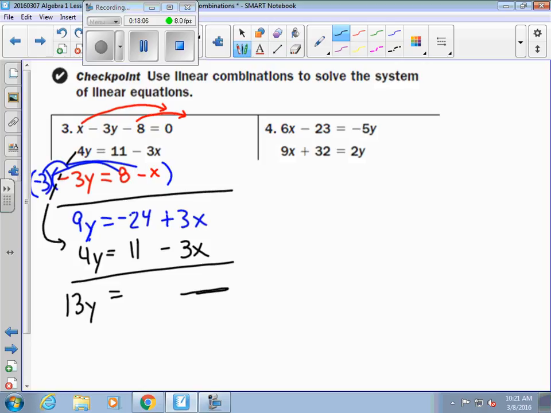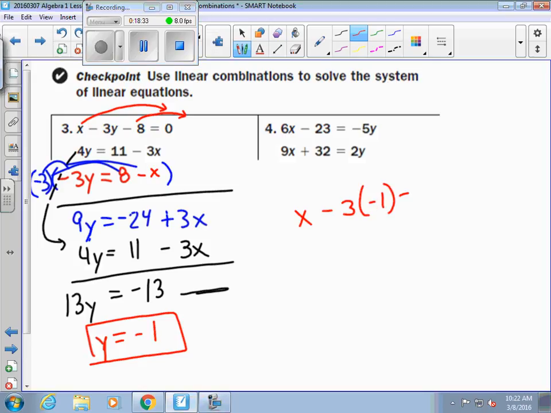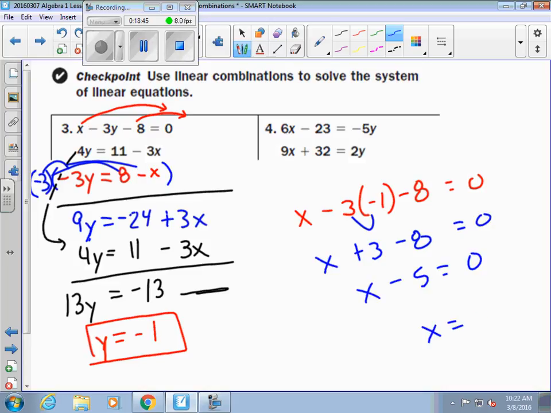When we combine 9y and 4y together, what do we get? 13y. What about negative 24 and 11? Negative what? 13. How do I get y by itself? Divide by 13. Y is what? Negative 1. Once you have y is negative 1, you sub it back in to get x's value. X minus negative 3 times negative 1 minus 8 is 0. Negative times a negative is a positive 3, minus 8 is 0. 3 minus 8, x minus 5 is 0. Add 5, x is 5. X comma y, 5, negative 1, is the solution.